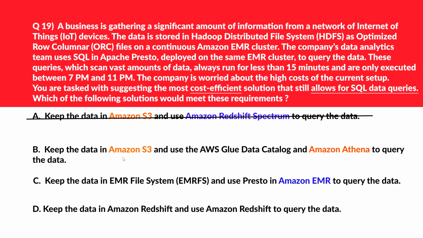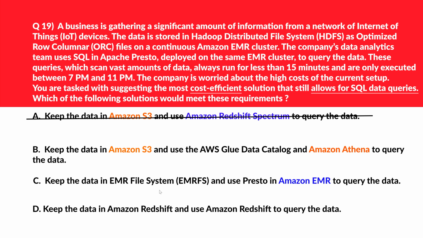B says keep the data in Amazon S3 and use the AWS Glue Data Catalog and Amazon Athena to query the data. Amazon S3 is a cost-effective storage service, we know, and Amazon Athena allows us to query data directly from S3. We only pay for the queries which we run. Moreover, the AWS Glue Data Catalog is used to store metadata and makes it available for us to use in data discovery and queries. So this can be the potential answer. Let's park this.